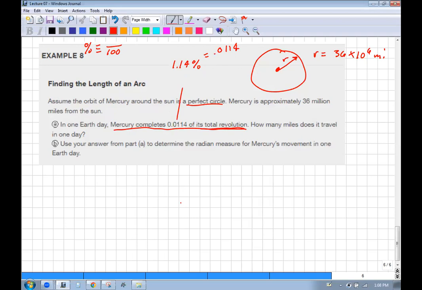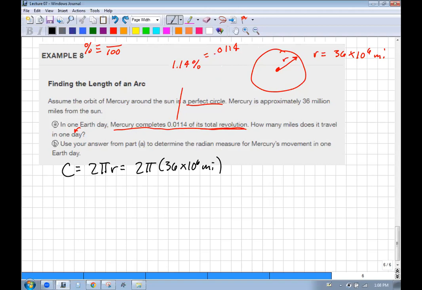Okay, so how many miles did it travel in one Earth day? Well, it travels 1.14% of its total revolution. A total revolution is the circumference of a circle, right? So a total revolution here is 2 pi times 36 million miles. That's all the way around, right? But we want to know what is 1.14% of that.